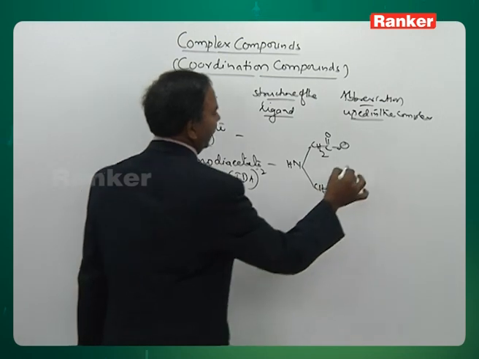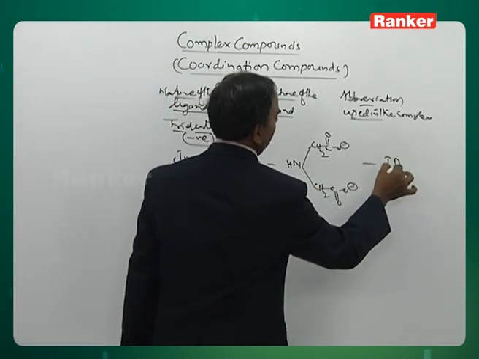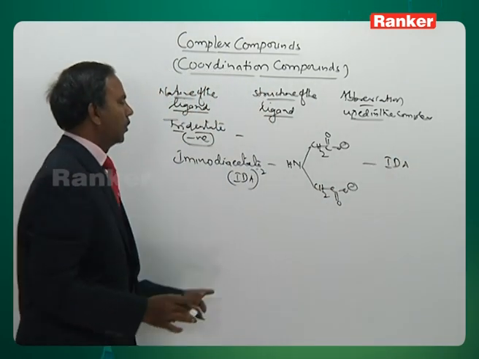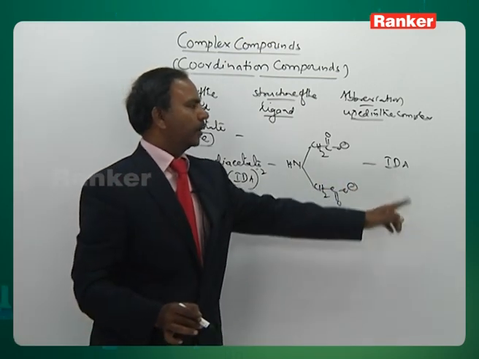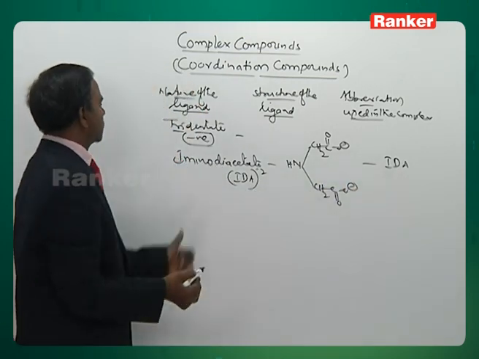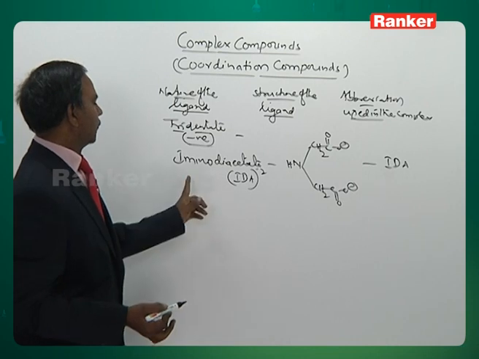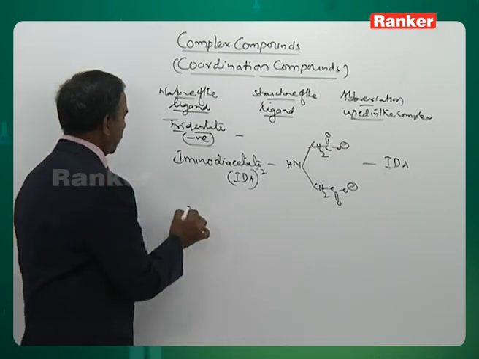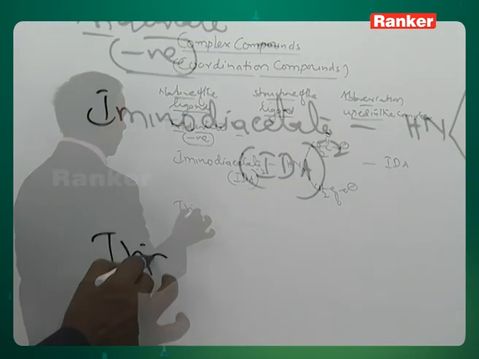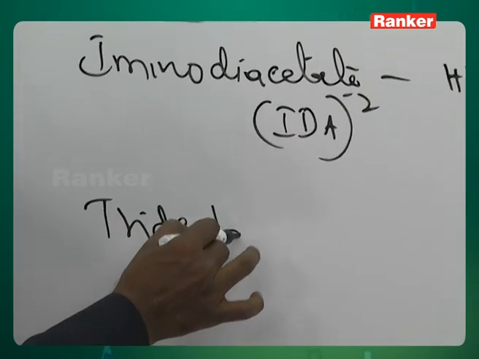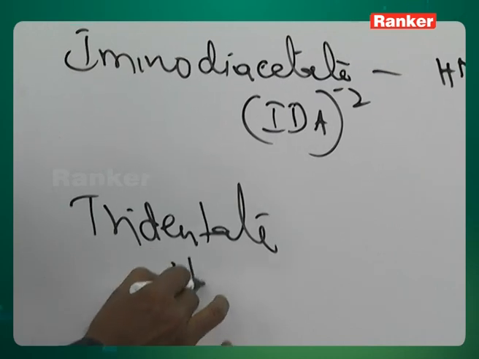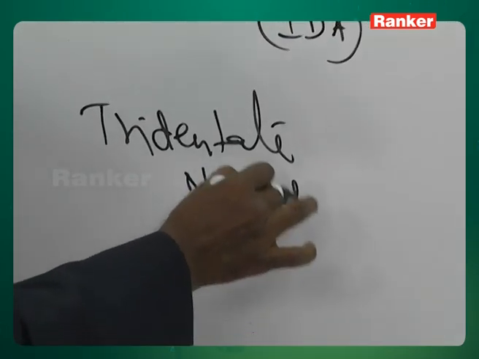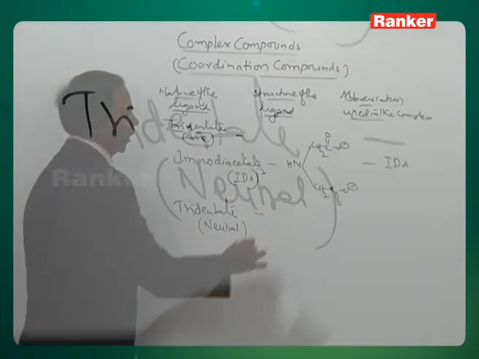It is represented in the complex as IDA. This is a tridentate negative ligand, imino-diacetate, IDA. Next, let us consider the tridentate neutral ligand.